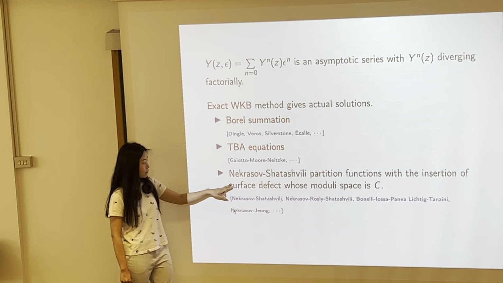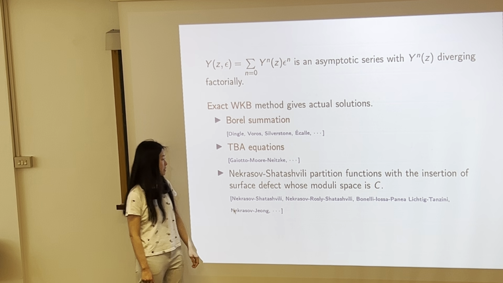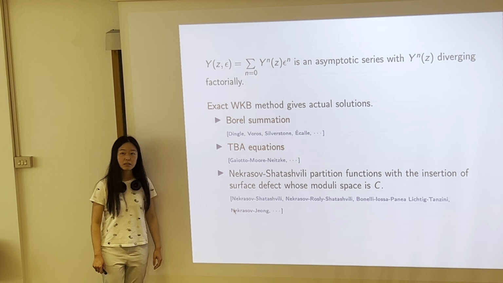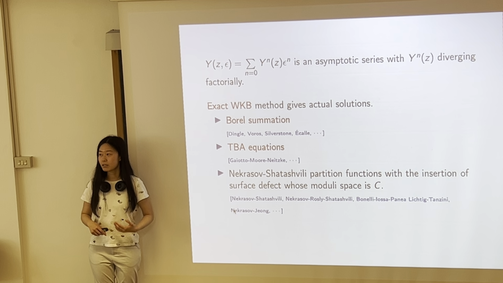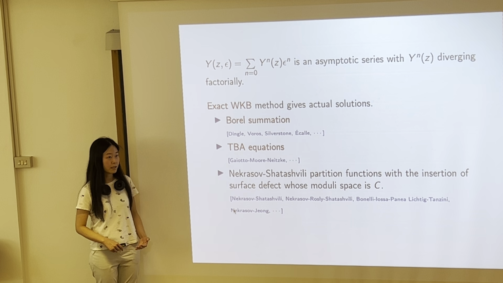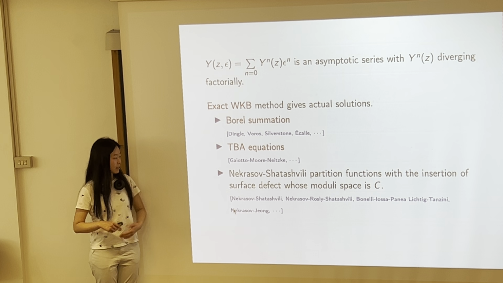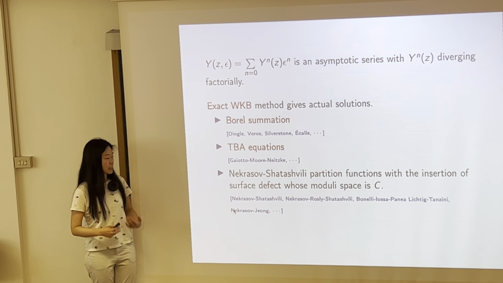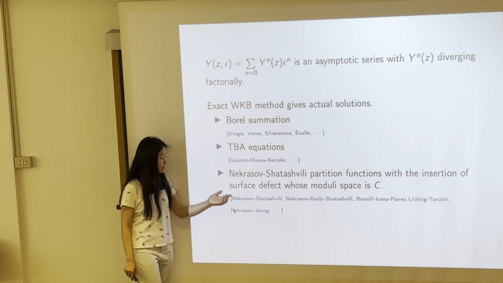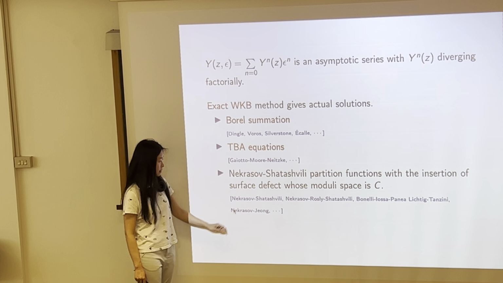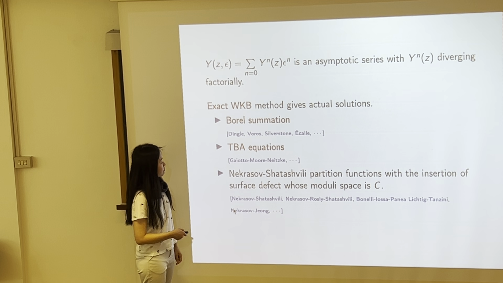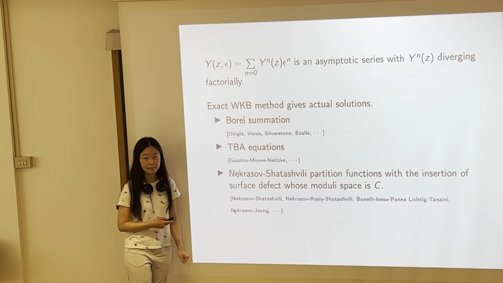For example, there is the Nekrasov-Shatashvili partition function with the insertion of surface defect. This method is using a computable partition function in this supersymmetric field theory, which can be generated systematically using the instanton calculus. And the advantage of it is that in this expression, it's already exact in epsilon. I will comment a little bit more on this later.